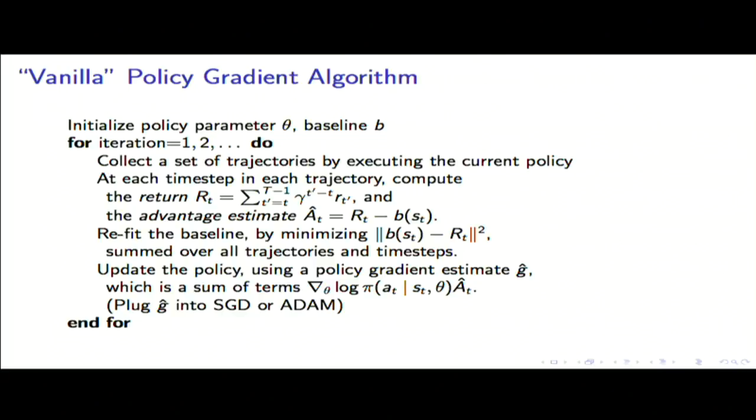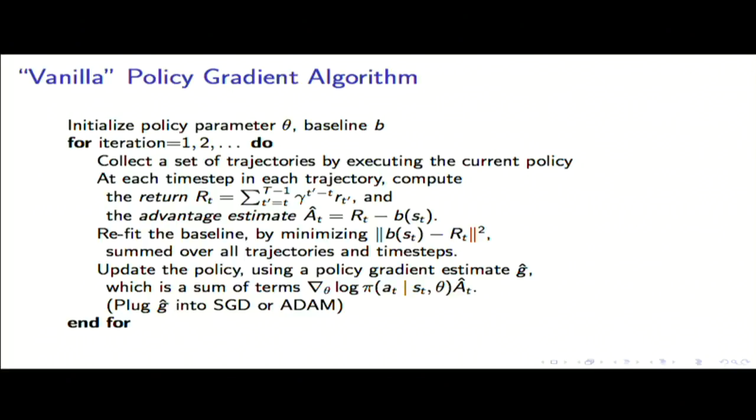Then after computing the return, you compute what's called the advantage estimate. And that's just return minus baseline. So that's an estimate of how much better was that action than the average action. Then we refit our baseline function. So remember that we wanted our baseline to be the expected discounted reward. I mean, we wanted it to equal the discounted return. So now we're going to refit our baseline function to make it estimate that better.